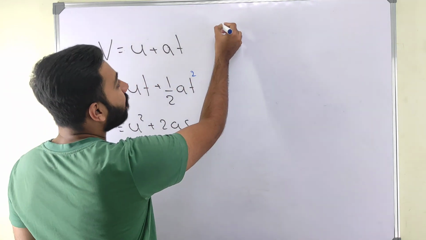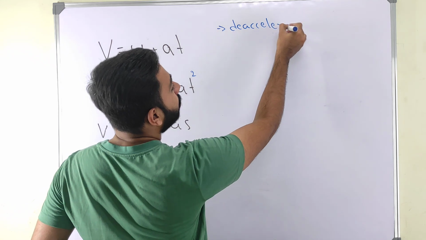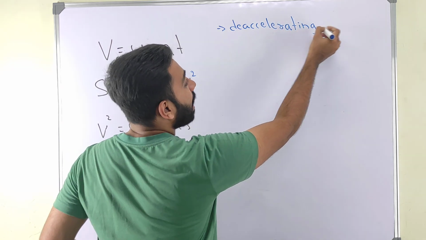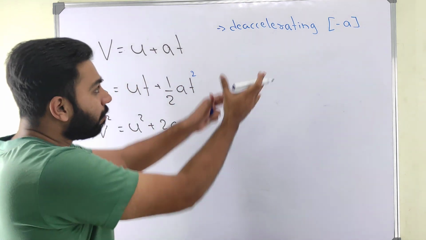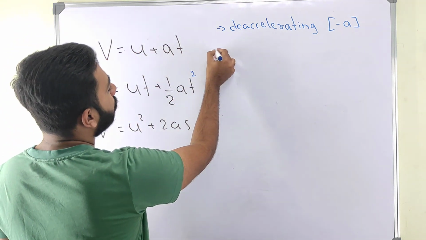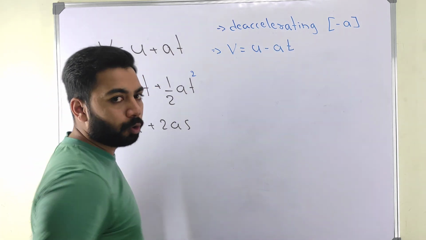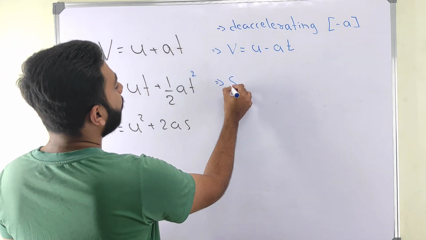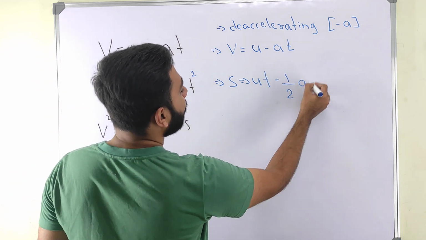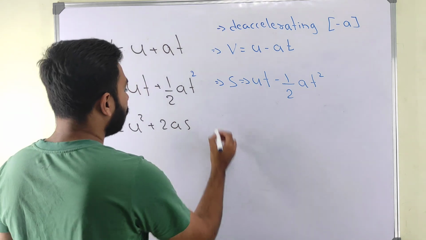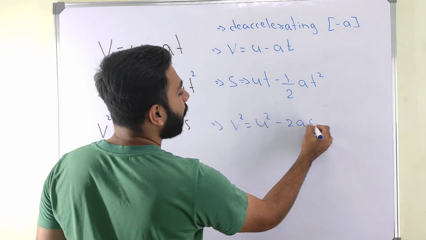Now, by chance, when it is decelerating, meaning when our acceleration is negative, we can substitute directly. See, v is equal to u minus at. Good one. Now next one, this will be s is equal to ut minus half at square. Good one. Now the last one, v square is equal to u square minus 2as.